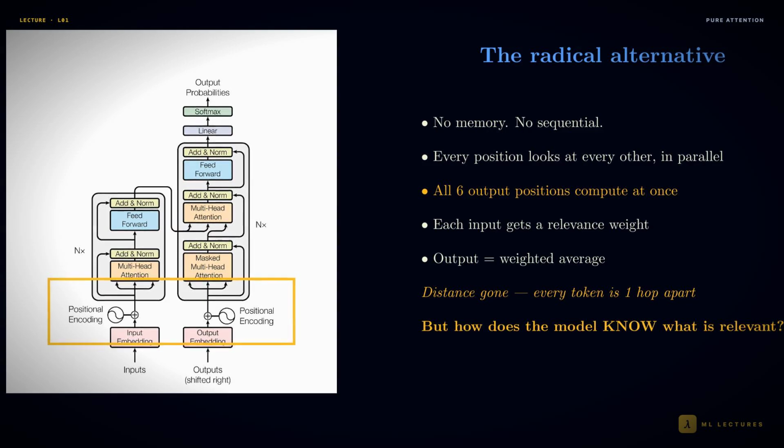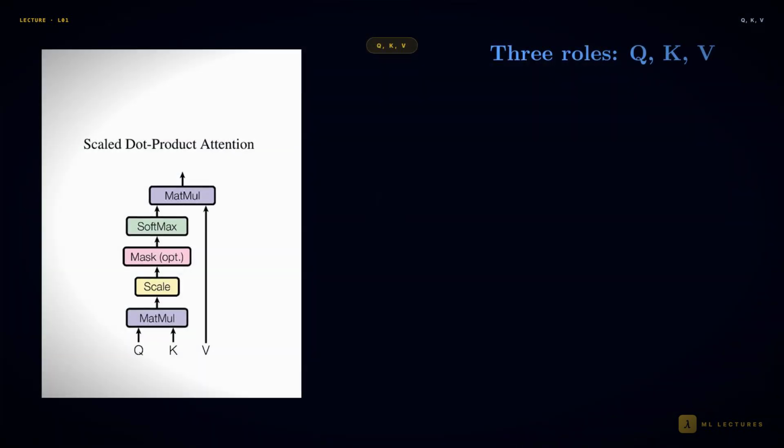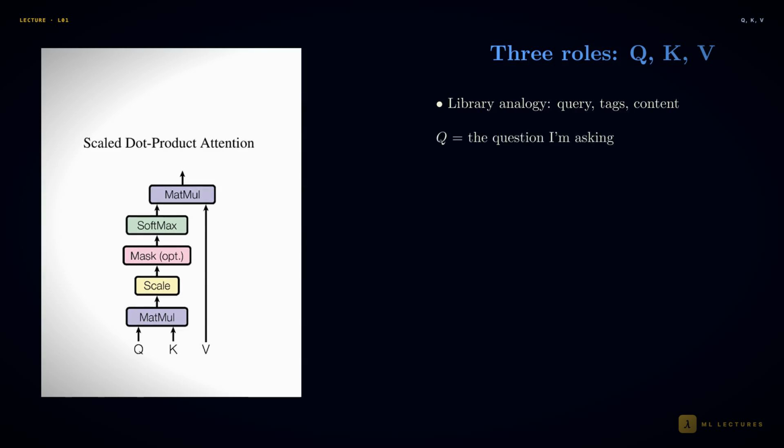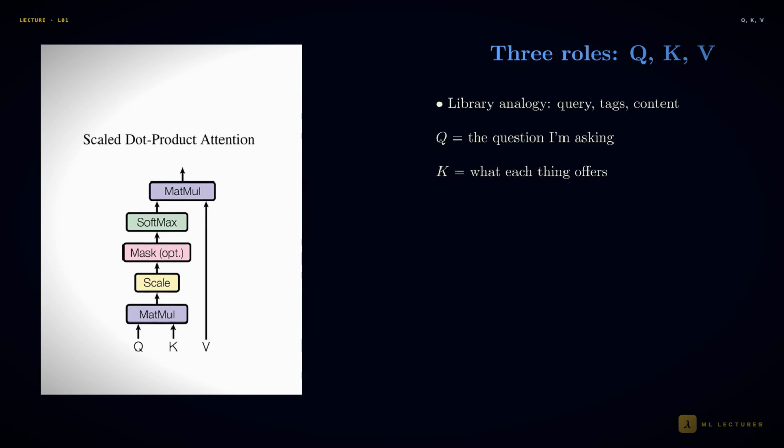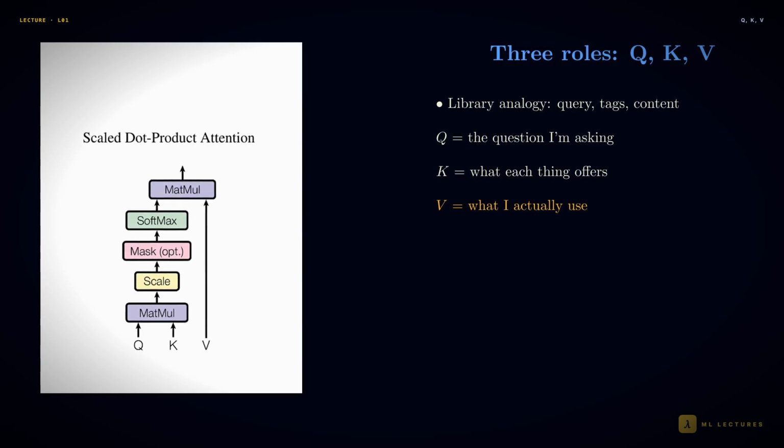Here is the trick. 3 roles for each token. Imagine a library. You walk in with a question. Every book has tags. You match your question against the tags. The matching books send back their content. Query, Q, your question. Key, K, what each thing offers. Value, V, what you actually use. For self-attention, the question, the tags, and the content all come from the same sentence.